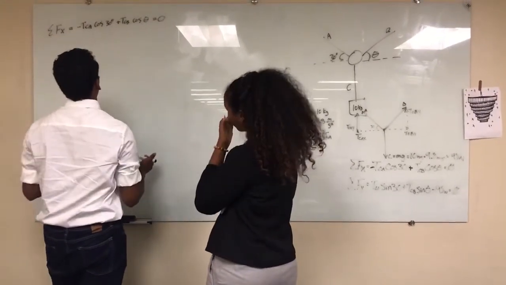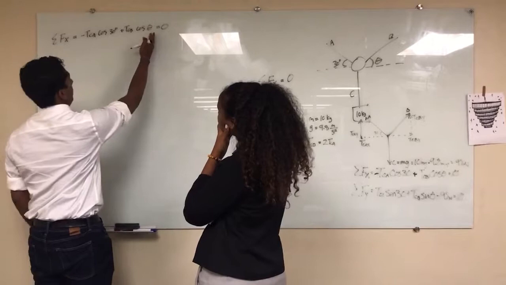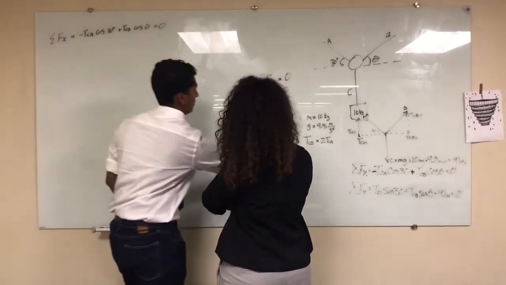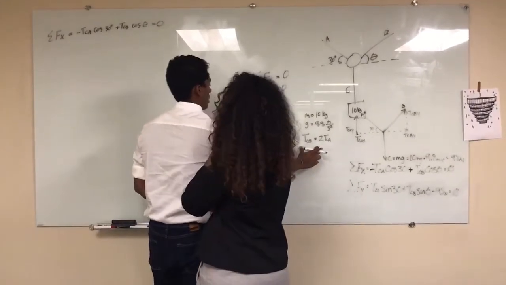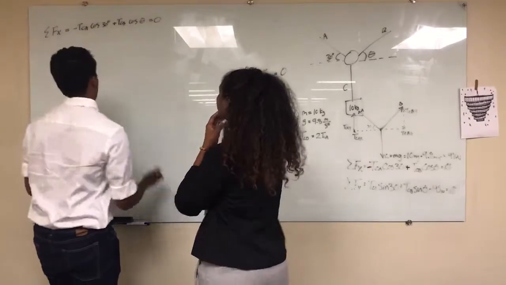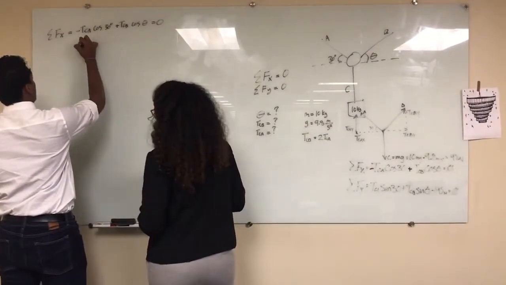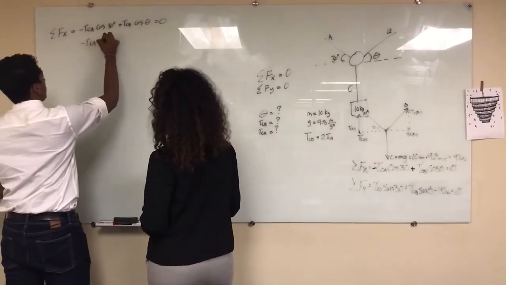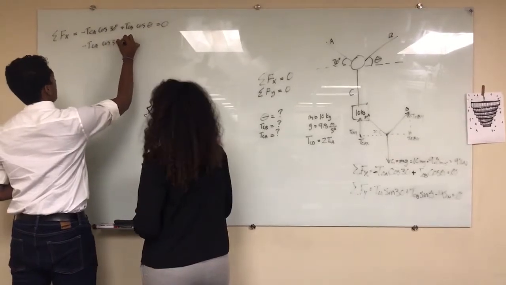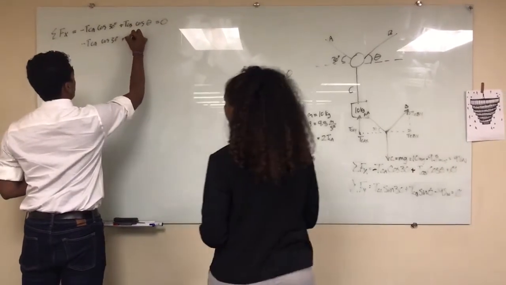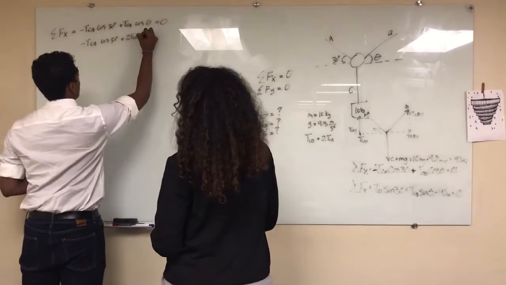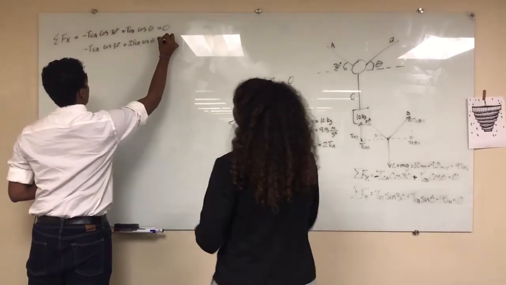Alright, so we see that we need to solve for theta, right? One of our knowns is that TCB equals 2TCA. So we can take that and plug it into our equation, right? So, negative TCA cosine 30 degrees plus 2TCA cosine theta is equal to 0.